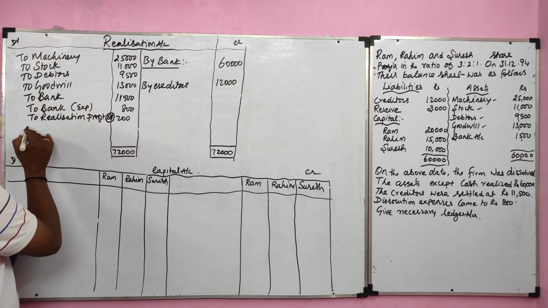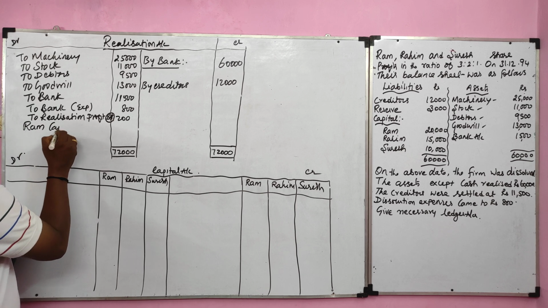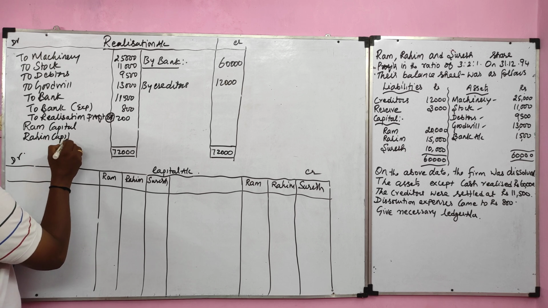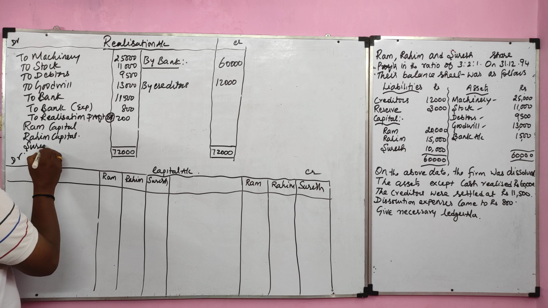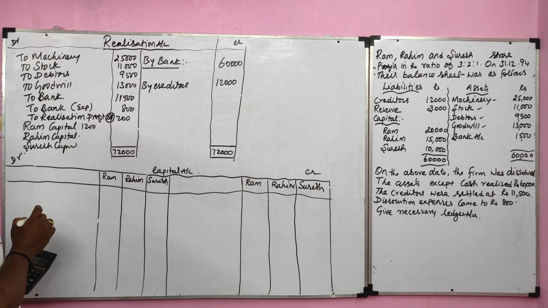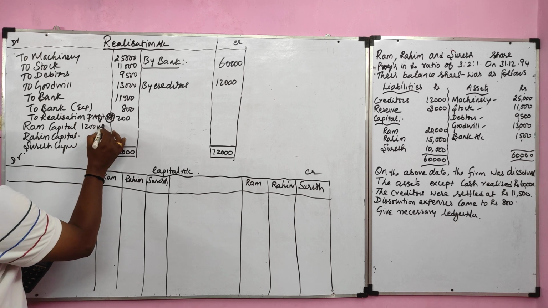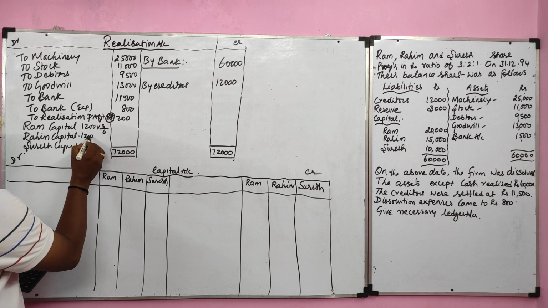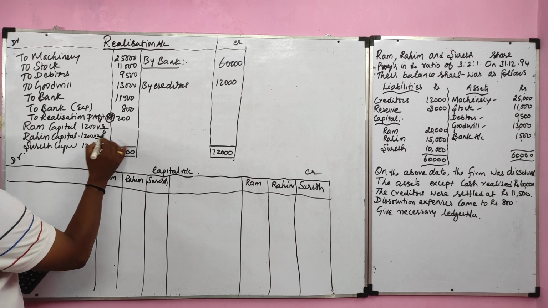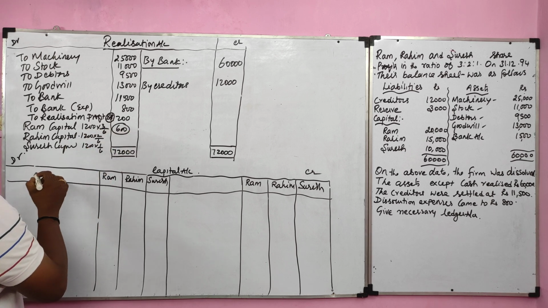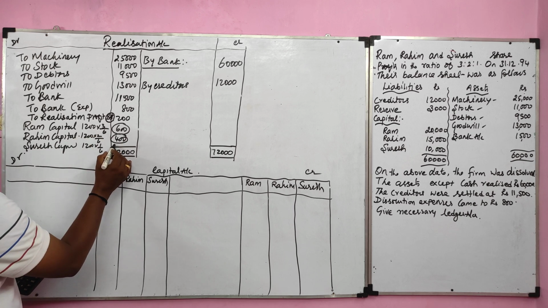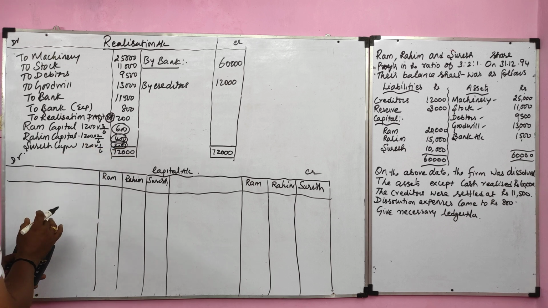So the realization loss is shared by Ram capital, Rahim capital, and next Suresh capital. So 1,200 divided in the ratio of 3:2:1: 1,200 into 3 by 6, 1,200 into 2 by 6, 1,200 into 1 by 6. That is 600 to Ram, 400 to Rahim, 200 to Suresh.